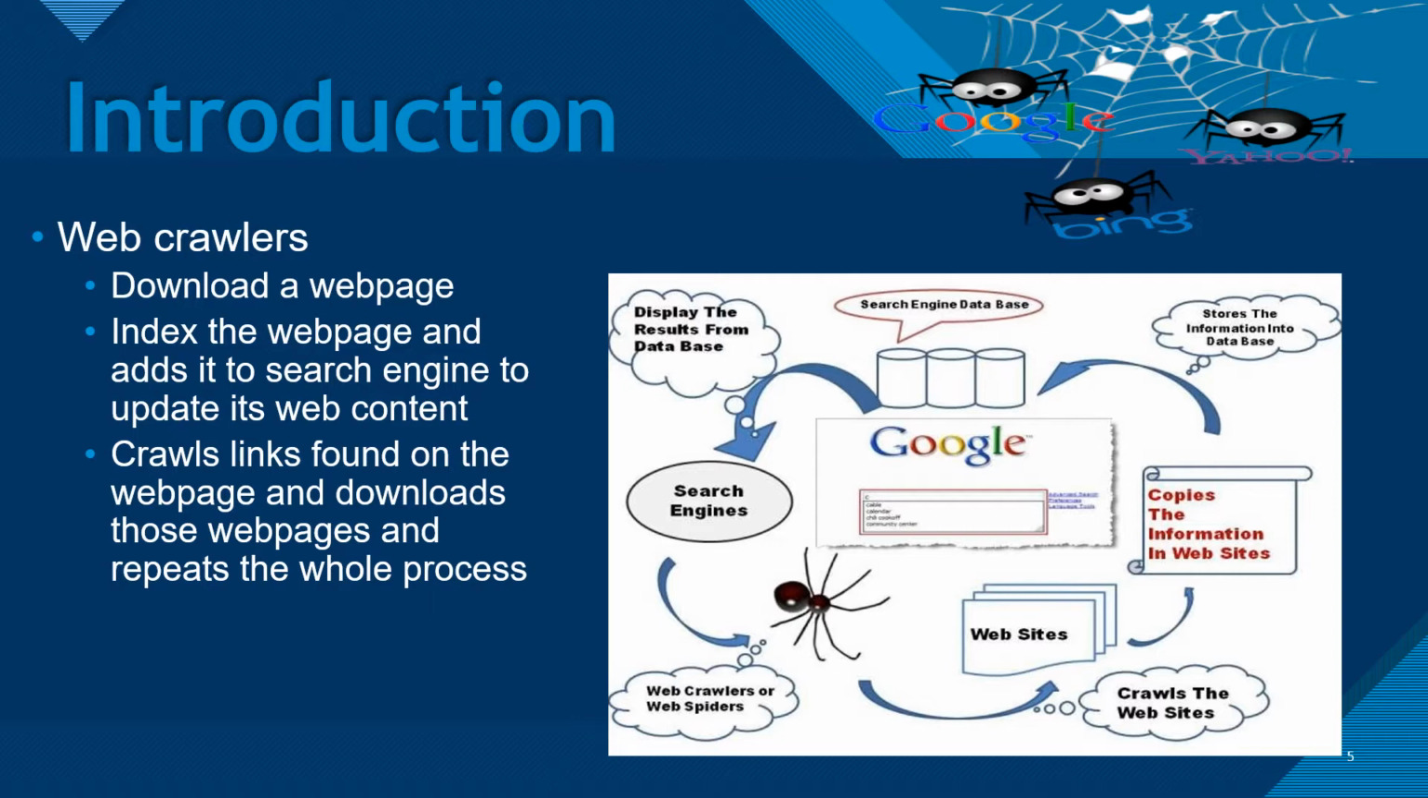If a web page that it has downloaded has links to other web pages, it branches outward and goes onto those web pages and downloads those. And then it repeats the whole process over and over again, helping to create bigger and better search engines.